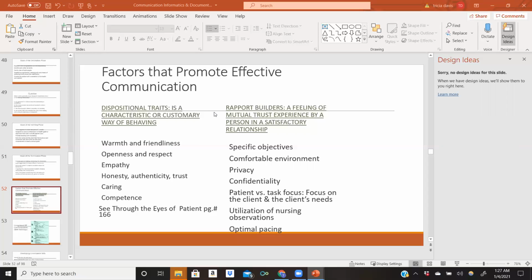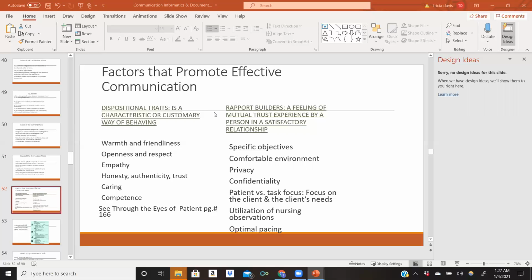Then there's rapport builders, which is a feeling of mutual trust experienced by a person in a satisfactory relationship. So there are specific objectives. You want to make sure that you're in a comfortable environment. This helps build mutual trust when the patient is comfortable and they can really listen to you and you guys can talk things out.